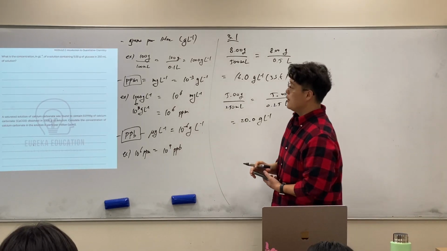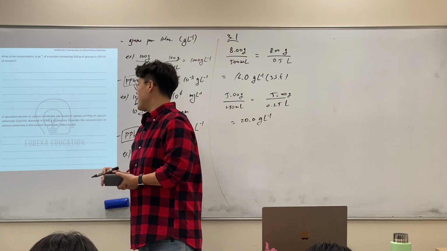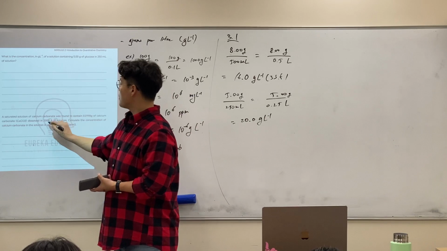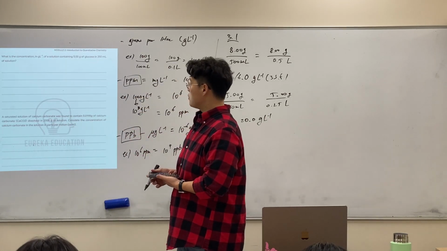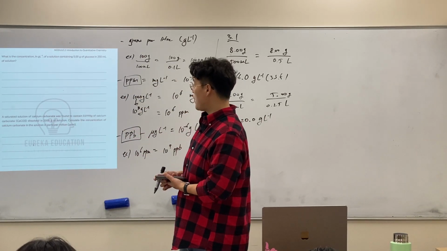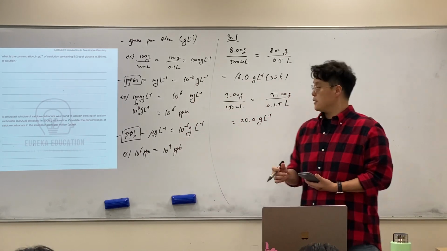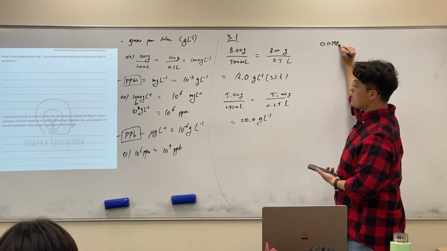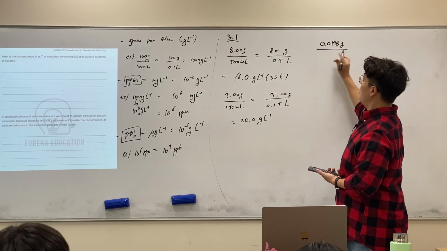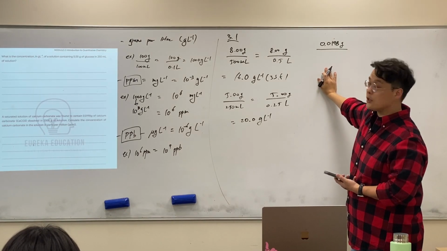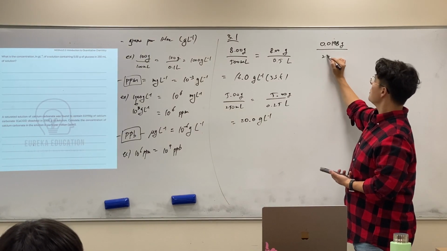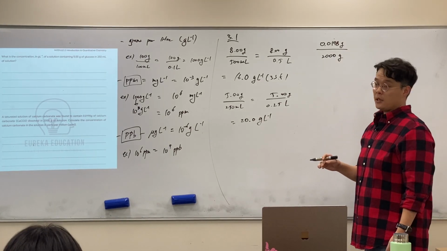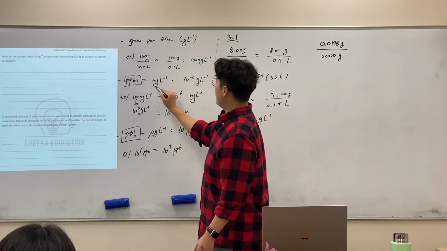Okay, next one. A saturated solution of calcium carbonate was found to contain 0.0198 grams of calcium carbonate dissolved in 2,000 grams of solution. Calculate the concentration of the calcium carbonate in solution in parts per million. Okay, let's do that. What we are given is 0.0198 grams of the solute, which is calcium carbonate, in 2,000 grams of solvent here. Okay, ppm again stands for milligrams per liter.